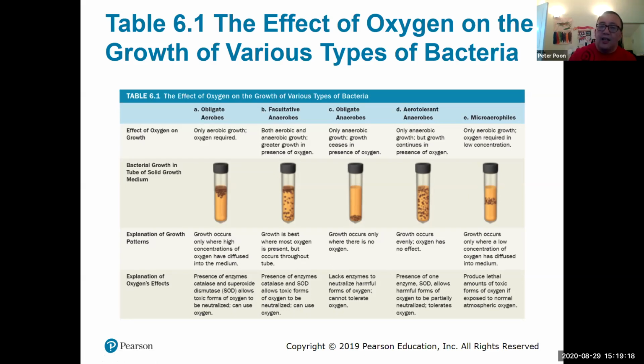The last one is microaerophiles. Microaerophiles need a little bit of oxygen, very, very little, but they need it. So you can't go all the way to the bottom because there's no oxygen there, and you can't be at the very top because there's too much oxygen there. The oxygen level has to be something like 1 or 0.1% of what it is in the air. So they can only live in the middle of the vial.